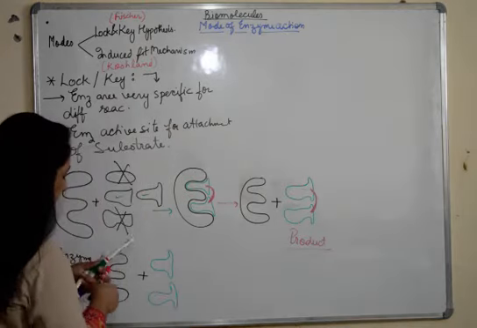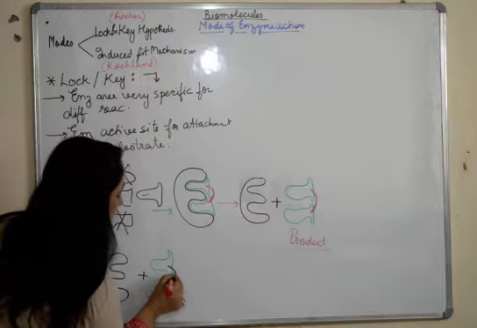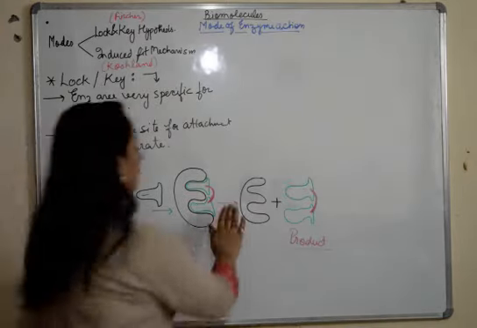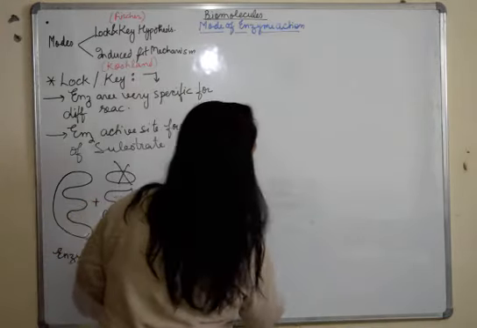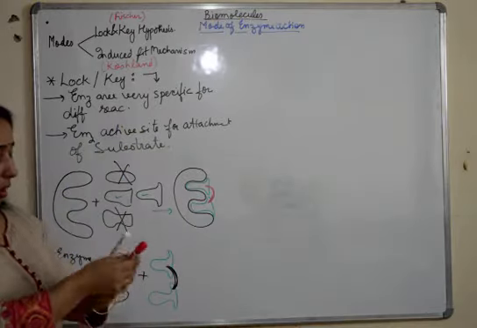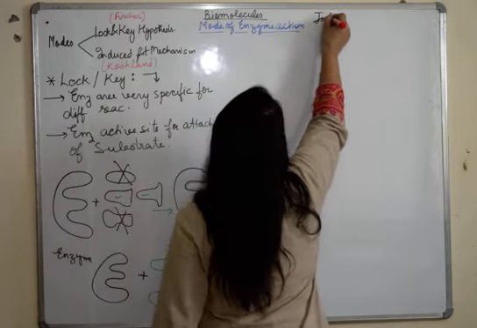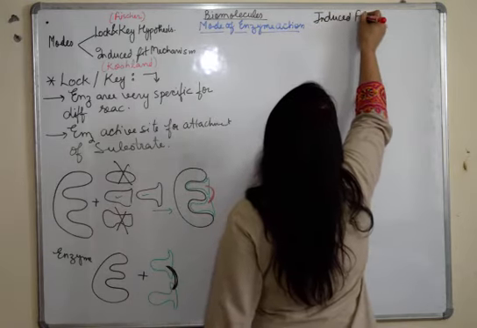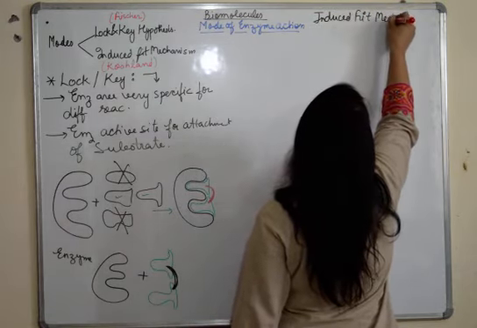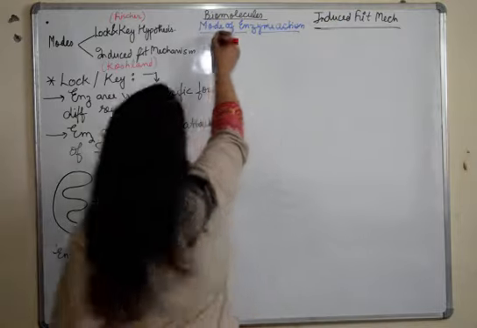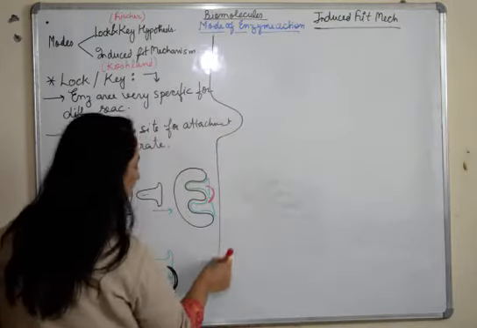Here, and there is a bond between them. Fine, so I'll use this. Okay, so now our next mechanism, induced fit mechanism given by Koshland. I'll make a demarcating line.